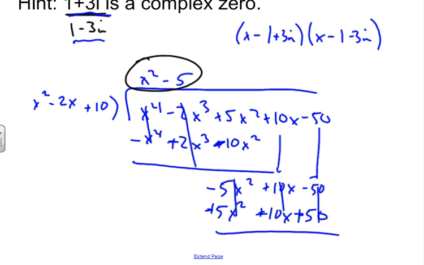Now, to find the remaining zeros, we're going to find the zeros of x squared minus 5. And we know these remaining zeros. Cool. Now, to find our linear factors, which is a product of linear factors, we're going to take our remaining zeros, which we have right here, and multiply them by the other factors.